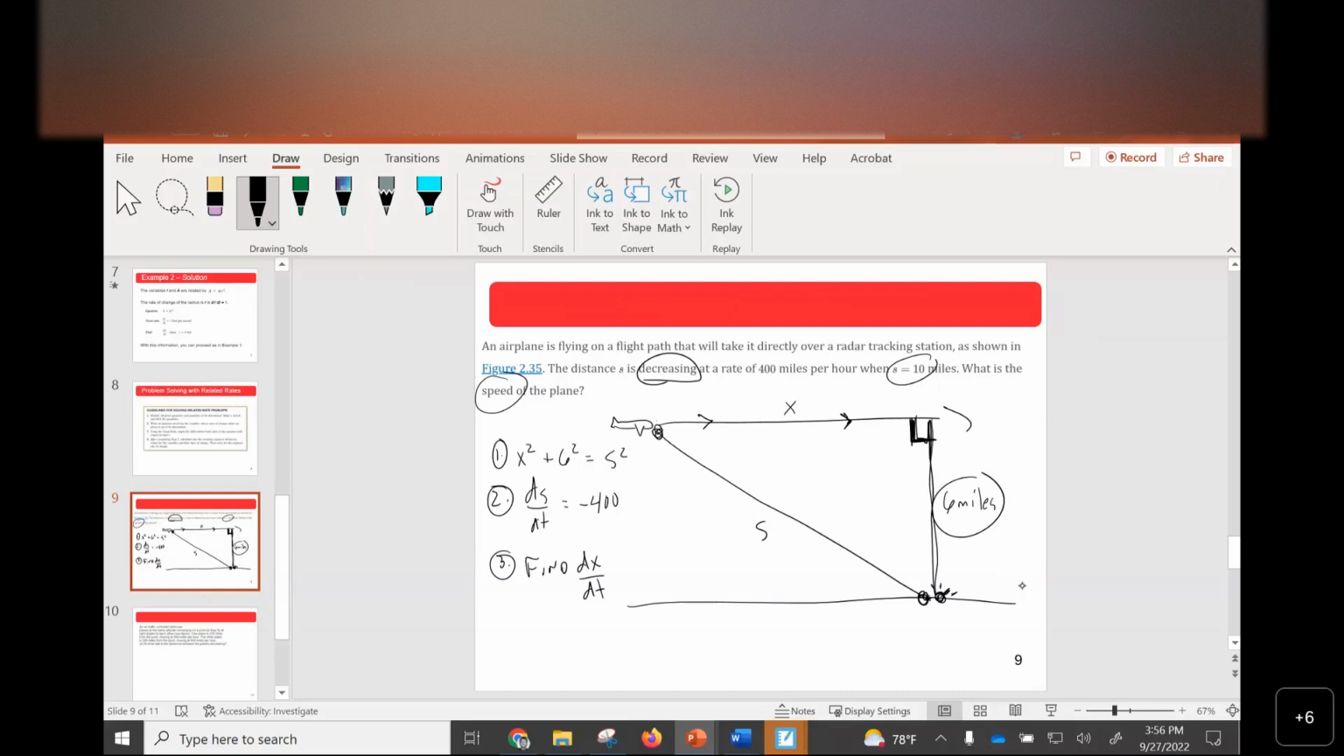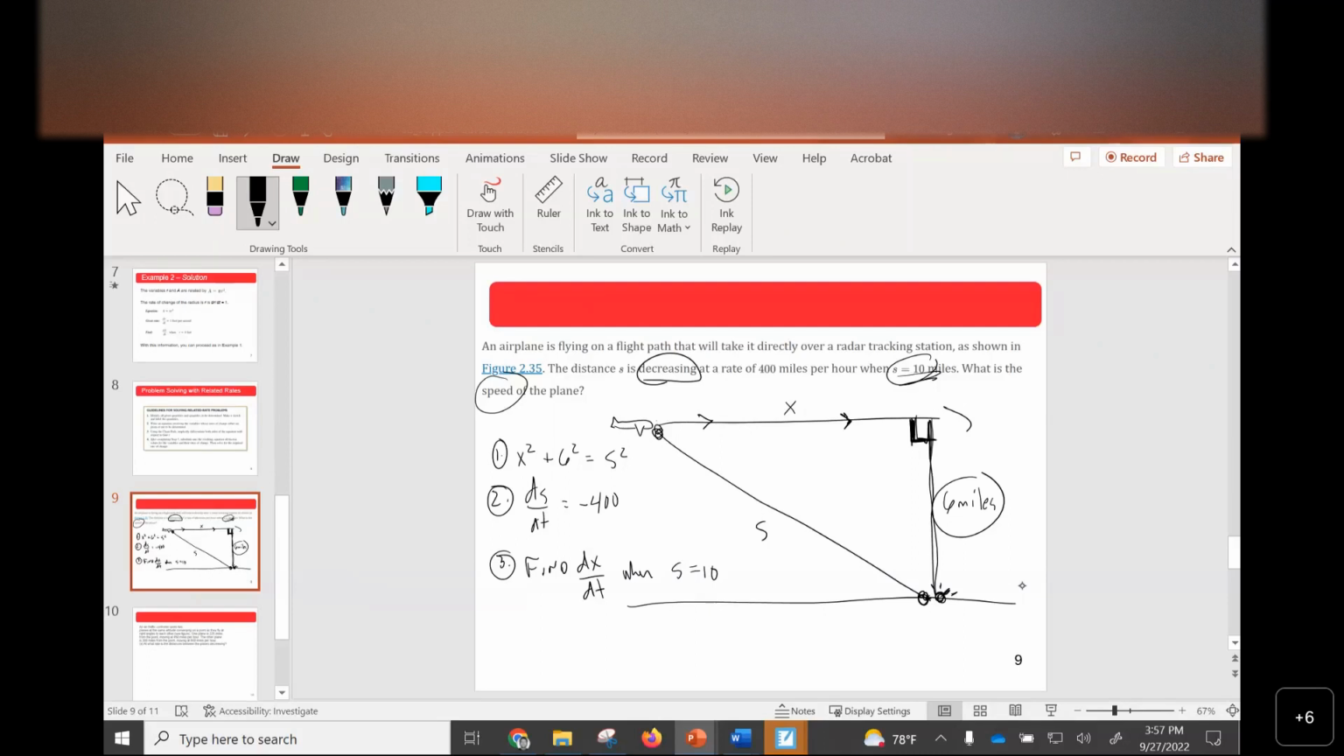And then I usually say find dx/dt when... when what? Oh, there it is. When s equals 10. What else is given when s equals 10? Okay, that's where I use the 10, right? Because at one moment in time, s is 10.